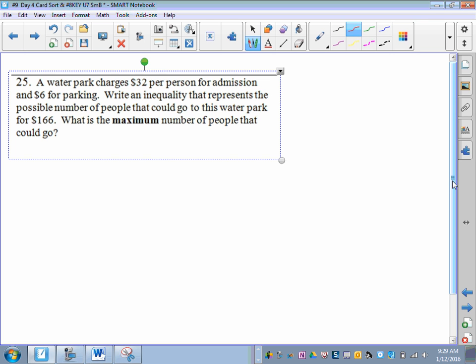All right, how many times do we have to pay $32? 5? Where do you see 5 anywhere? $32 per person. So every time a person enters, you gotta pay $32.